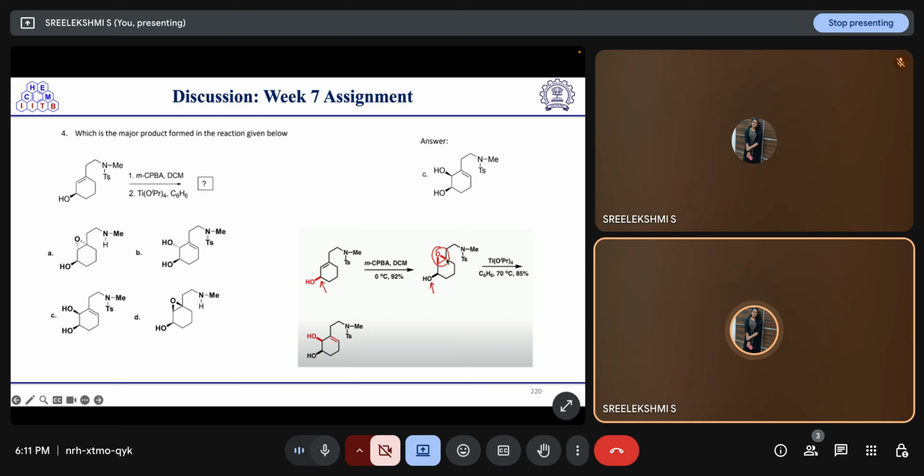Here the proton will leave and this bond will shift over here, and this will come back, this will come over here to form this compound. So the correct answer is option C. So this OH and this OH stereochemistry will be the same.